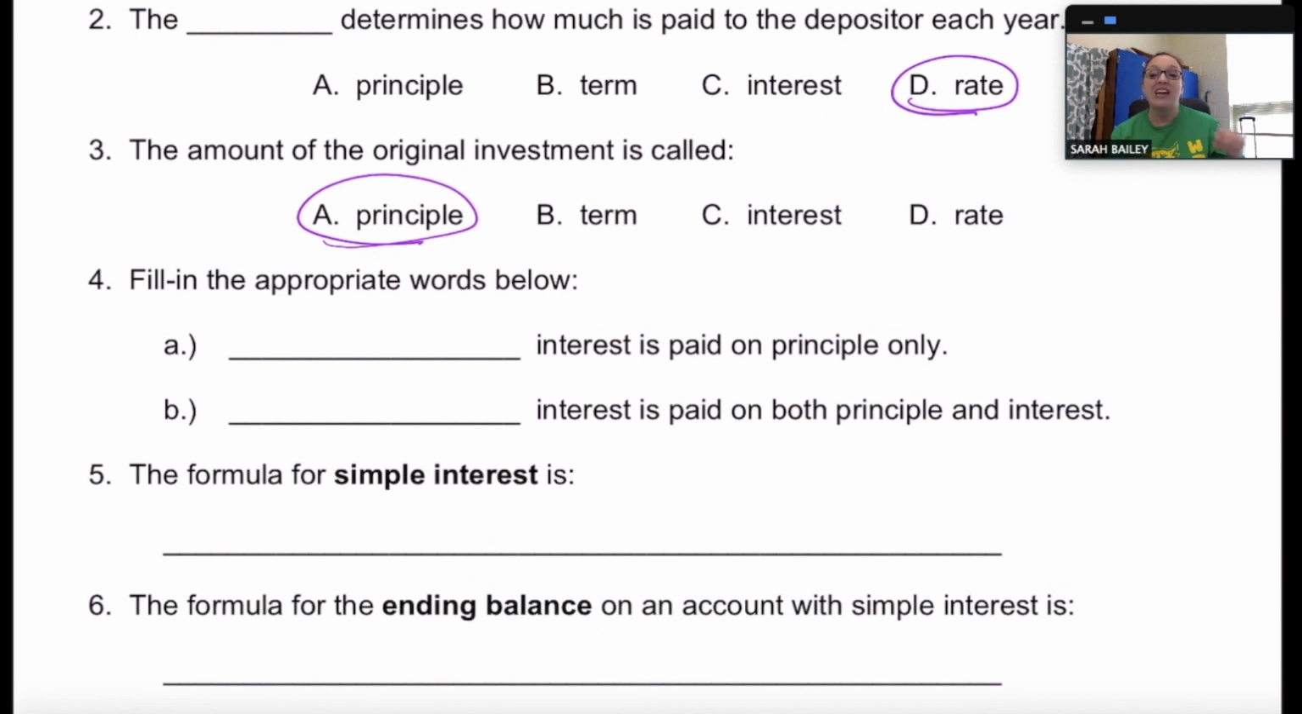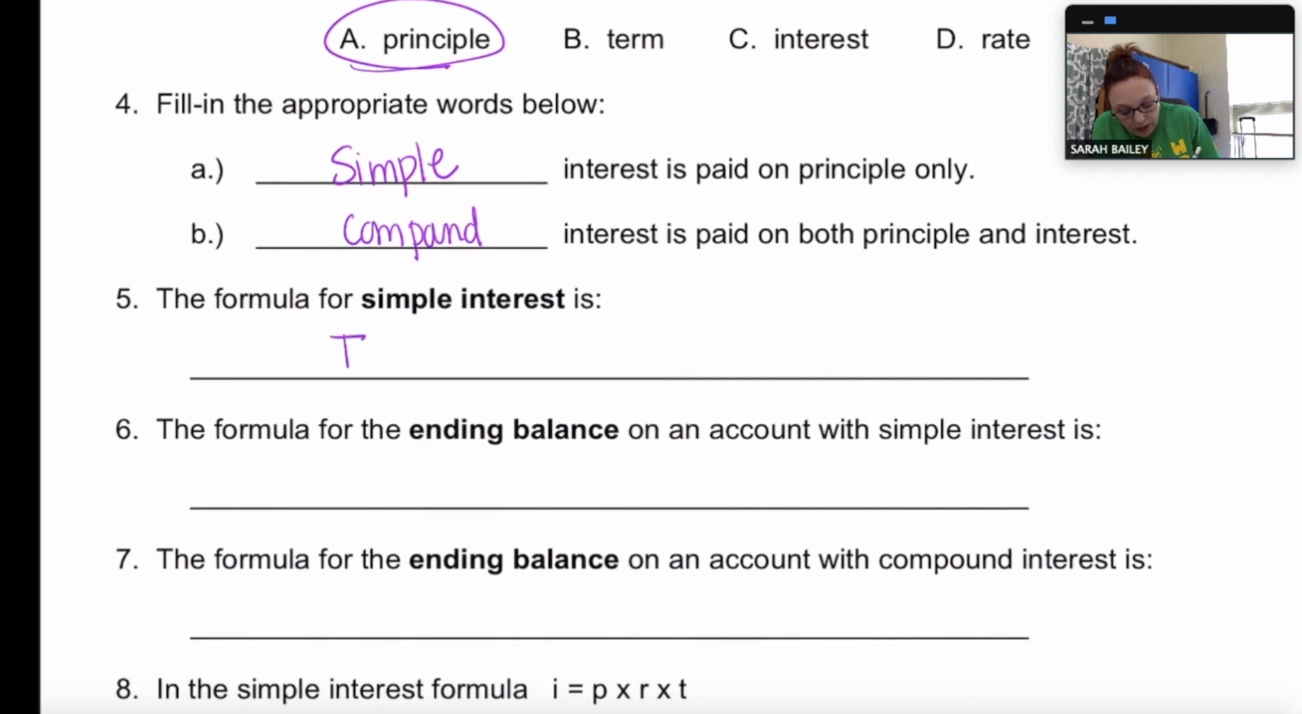All right, number four, simple interest is paid on principal only, whereas compound interest is paid on the principal and the interest. That's why it's compound. So the formula for finding simple interest is going to be I equals PRT. And we'll talk about what each of those mean a little further down. The formula for the ending balance on an account with simple interest, well, that would be you would add up the interest that you've earned plus the amount of the principal that you put in to begin with.